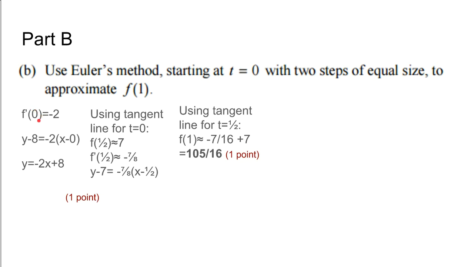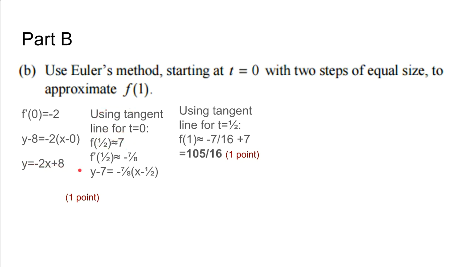Then plug the point (0, 8) and the slope -2 into the point-slope formula to get your tangent line. Next, estimate the y value for x equals 1/2 using the tangent line for t equals 0. So basically just plug the 1/2 into this tangent line.